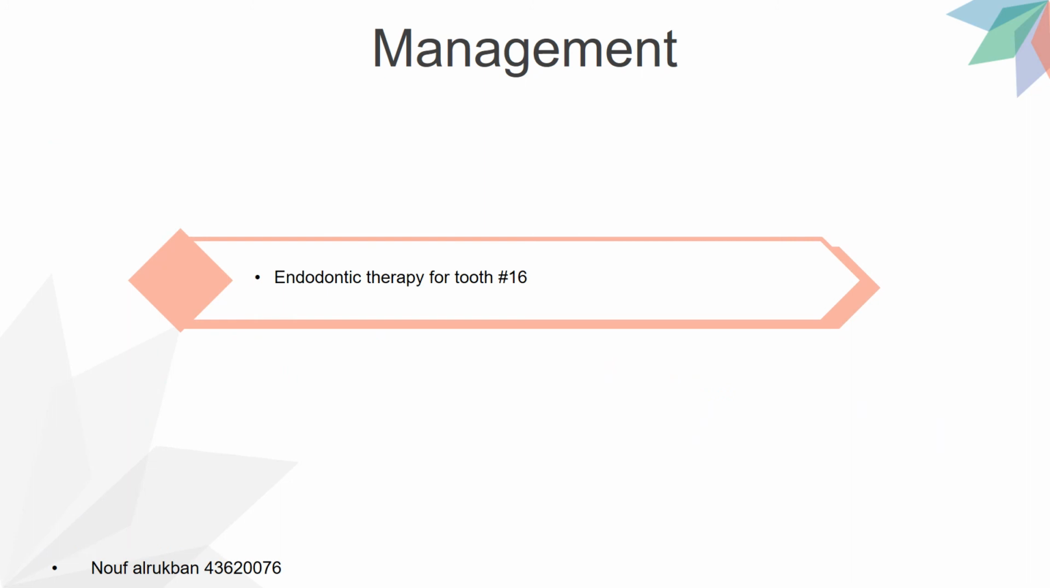So the management of our patient in particular would be endodontic therapy for tooth 1-6. If the lesion or the radicular cyst doesn't subside, we're going to go for an extraction, an apical surgery, or even a surgical removal.